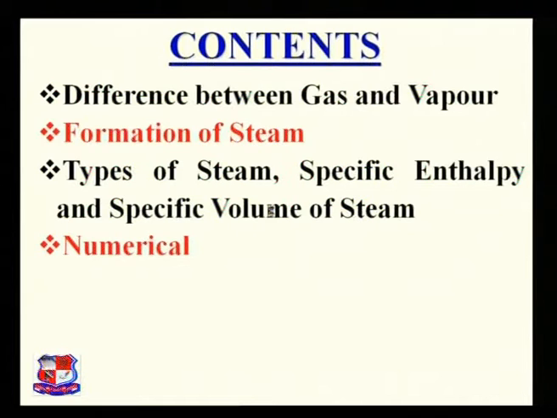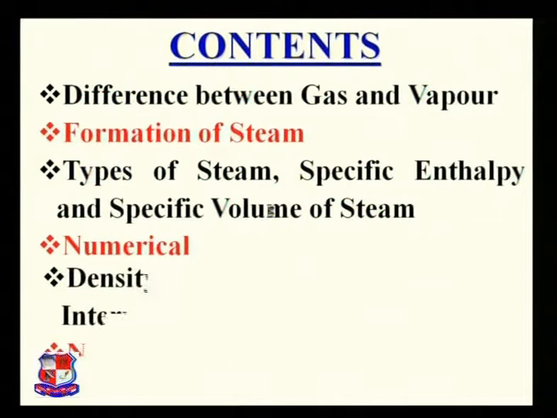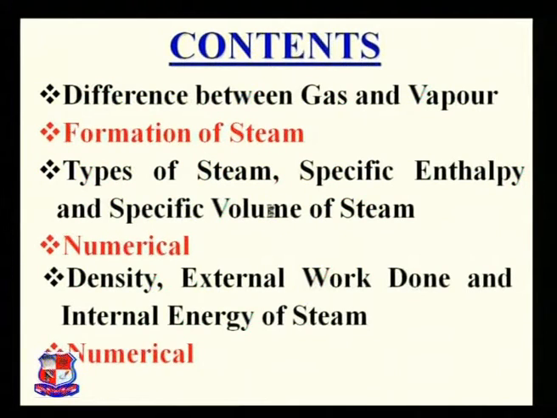I am going to deliver a talk on the properties of steam, chapter number 4 for the elements of mechanical engineering. The content which I am going to deliver are difference between gas and vapor, formation of steam, types of steam, specific enthalpy and specific volume of steam, and numerical based on types of steam, specific enthalpy and specific volume of steam. And if time permits, we will continue with the density, external work done and internal energy of steam, and numerical based on steam.